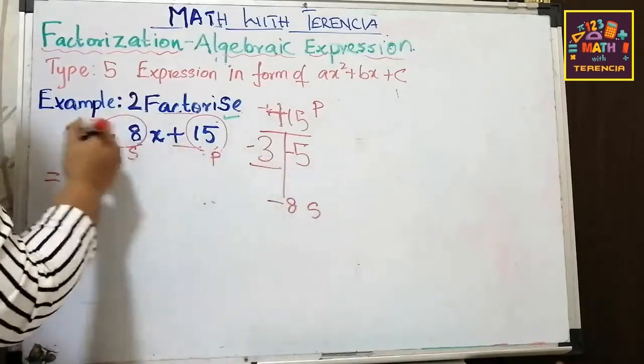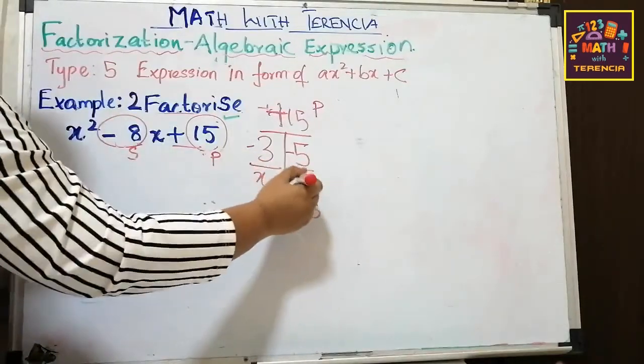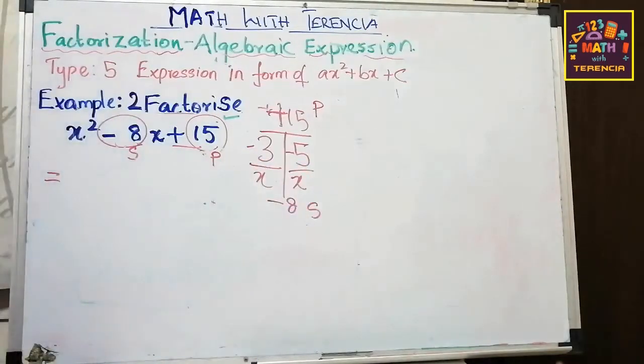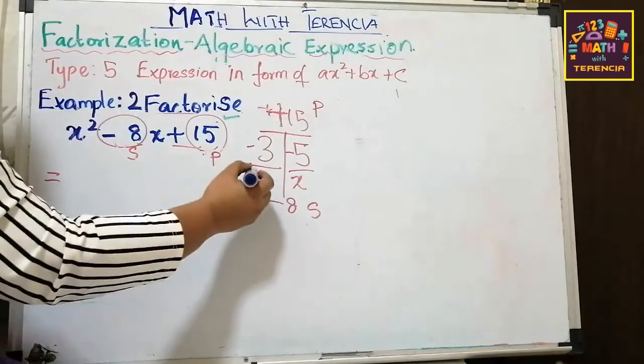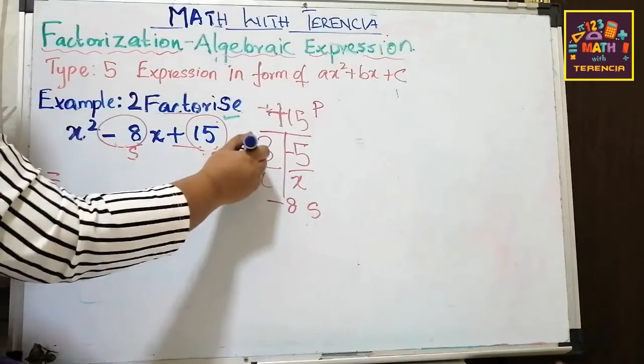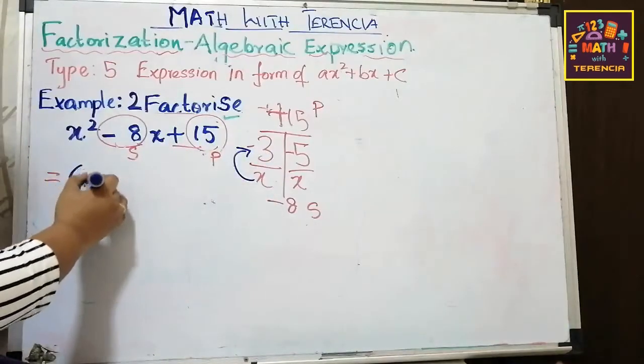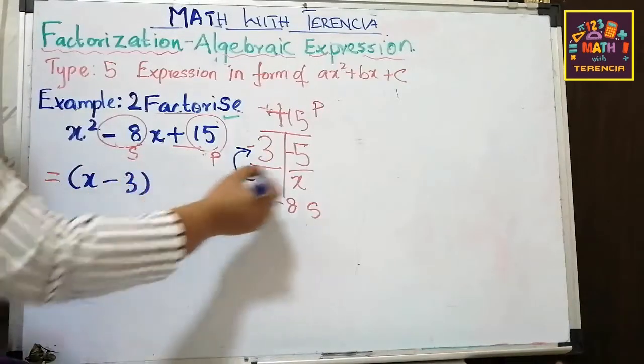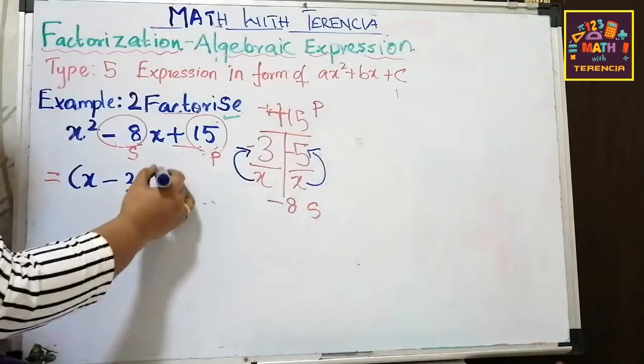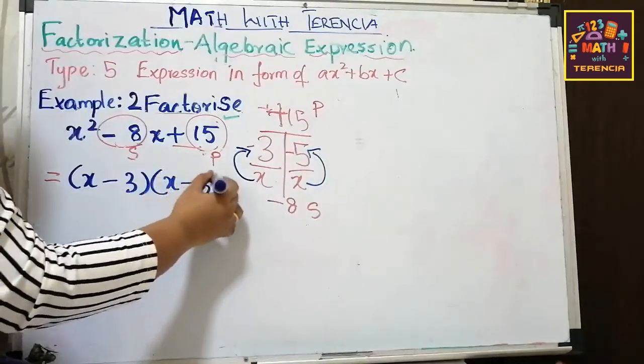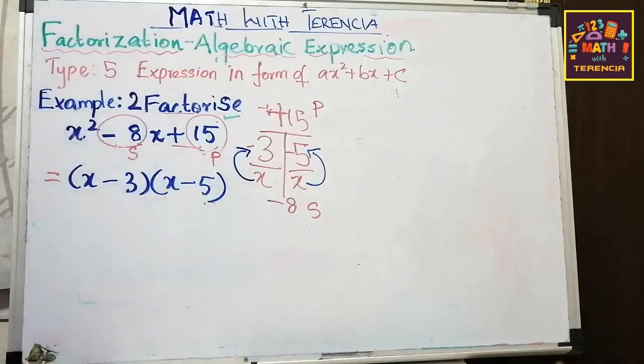So now put the variable. This variable is very important. If you change the variable, then the answer is going to be wrong. So now it is x minus 3. It is not x plus 3 as we did before. x minus 3 into x minus 5. So the factors of x squared minus 8x plus 15 is equal to x minus 3 into x minus 5.